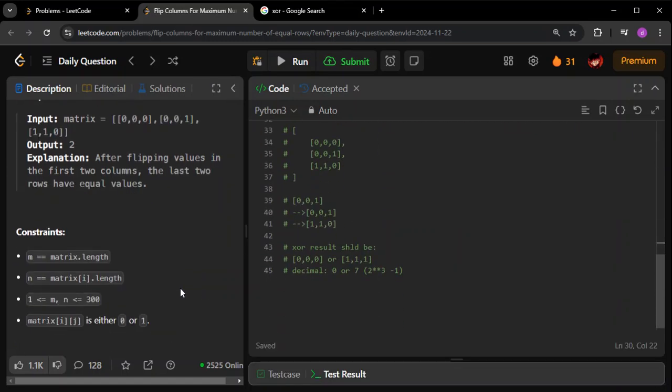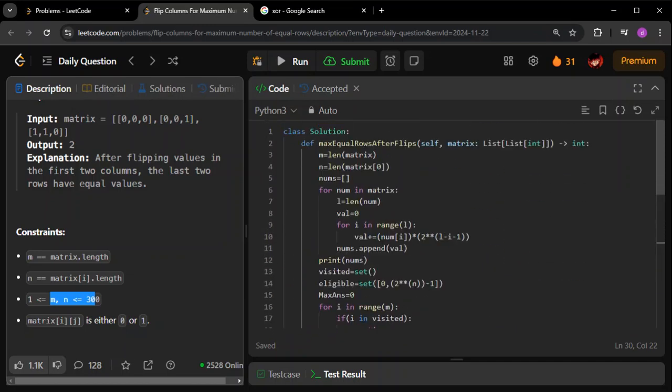If you see the constraints here, it is basically 300. So let us quickly discuss the space and time complexity of this. We'll go through each part. First, what I am doing is going through each index in that grid, basically each index in the matrix, to calculate the decimal equivalents of all my rows. So how much time is this going to take? This is going to take O of m into n. That is one thing.